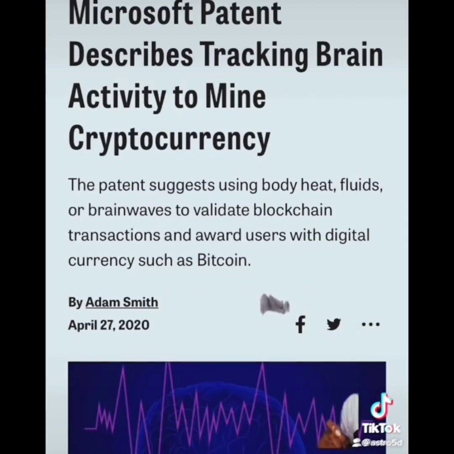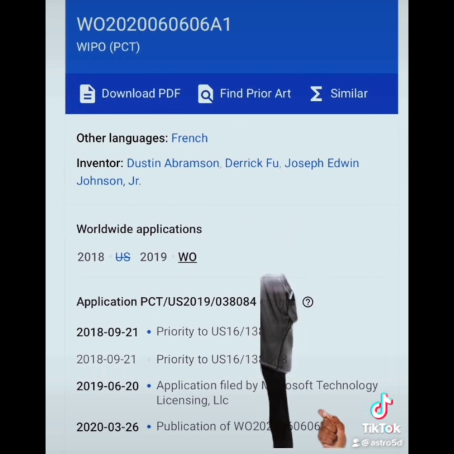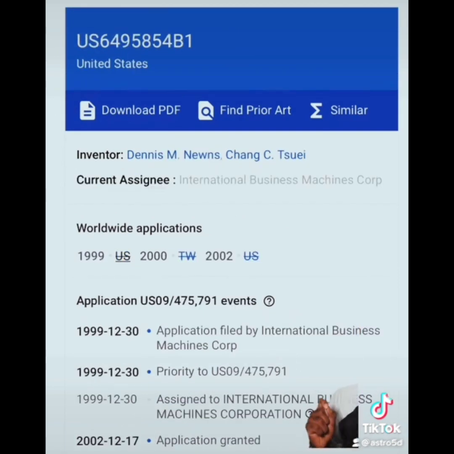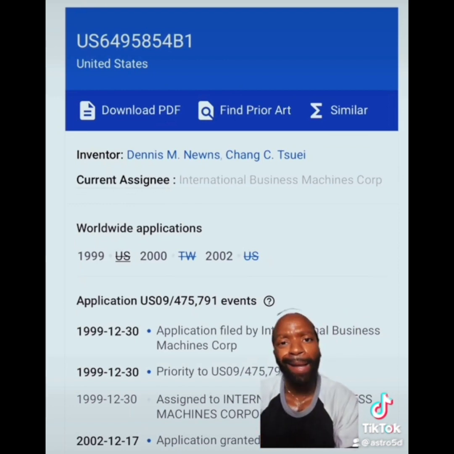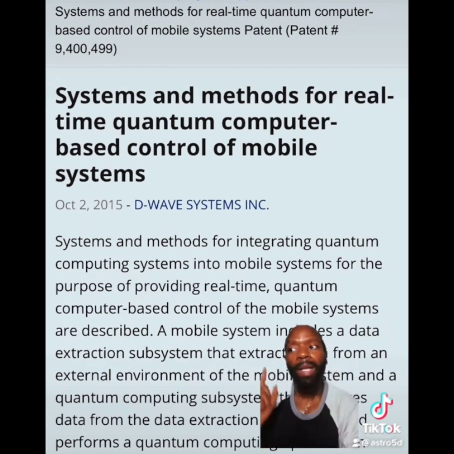Microsoft patent describes tracking brain activity to mine cryptocurrency. Here's a patent that goes along with that. Cryptocurrency system using body activity data. Here's a patent for quantum computing using D-Wave superconductors, and this was done in 1999. This is a patent from D-Wave, systems and method for real-time quantum computer-based control of mobile systems. Let this one sink in.